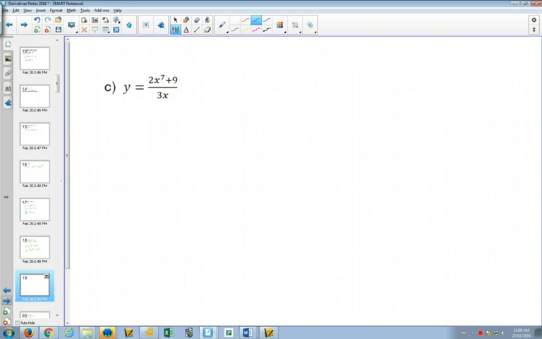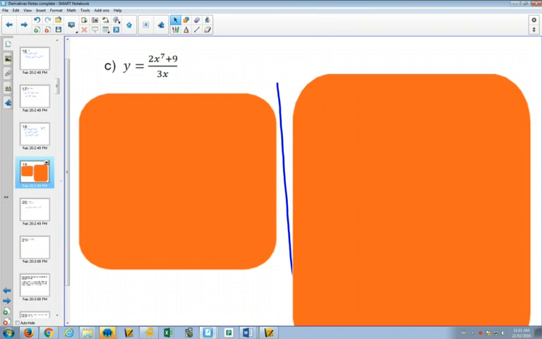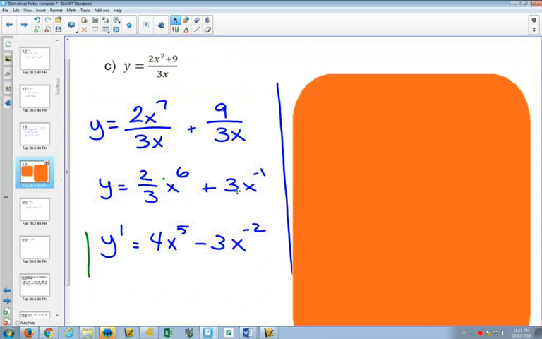Okay, so if you see, be creative. How are you going to rearrange this and write this in a different form so that you can use the shortcut? Method number 1. What you can do with the 2x squared plus 9 all over 3x is break this up into two fractions. It's kind of the opposite of adding fractions. So I'm going to have my 2x squared over 3x plus my 9 over 3x.